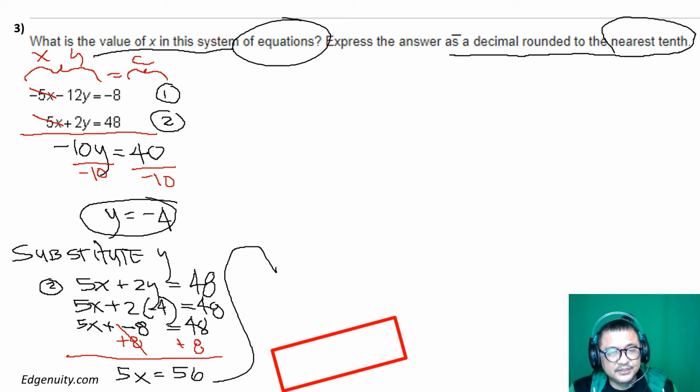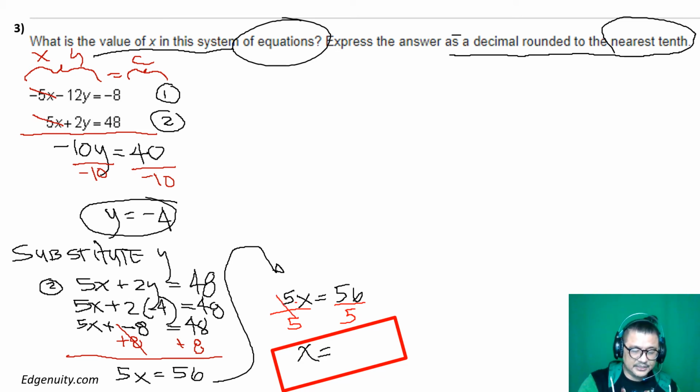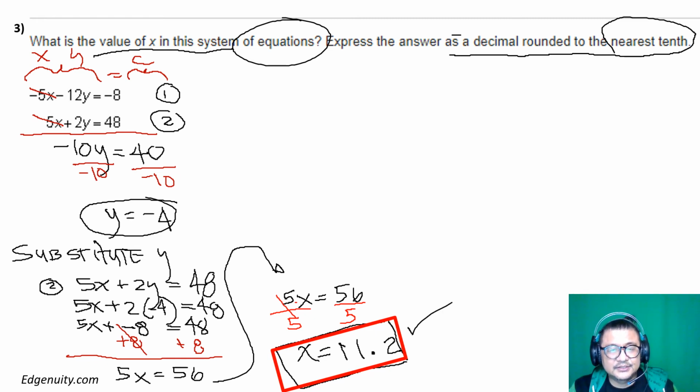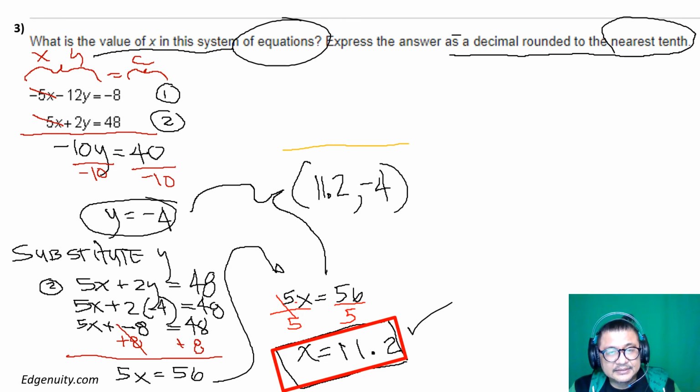All right, let's continue here. 5x equals 56. Let's do the opposite of times 5: divide by 5, divide by 5. x is equal to, oops, it's not going to be exact. You can get your calculator now. So 56 divided by 5 is 11.2. Is it a decimal rounded to the nearest tenth? Yes, it is. So that's our answer. But what will be my solution? These two, so put them together: 11.2, comma, negative 4. So the two lines will meet at this point.